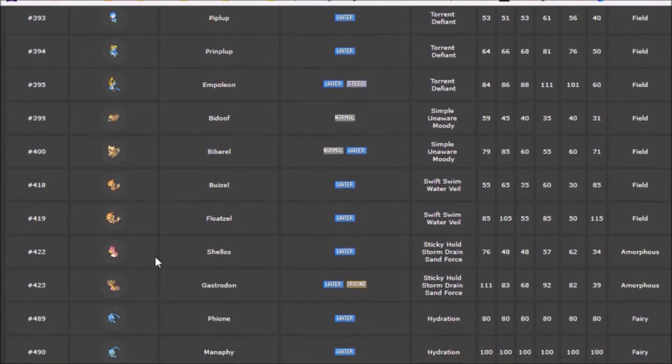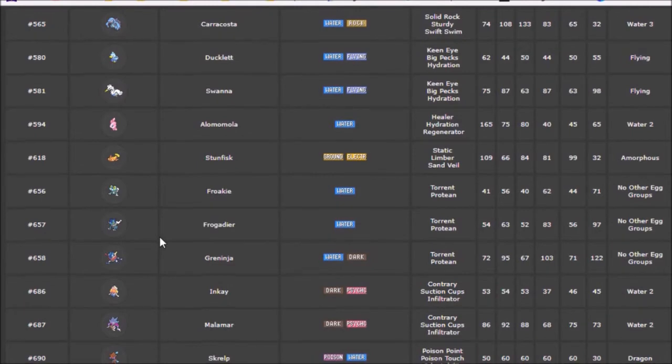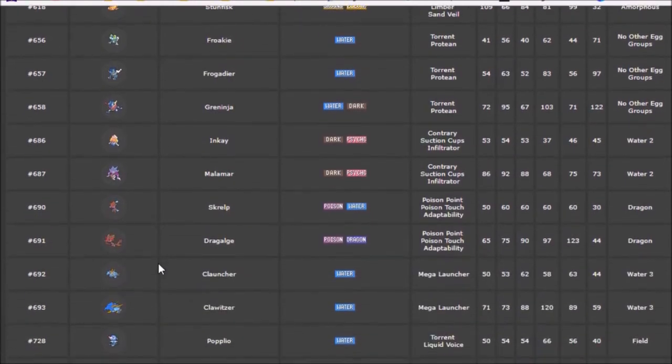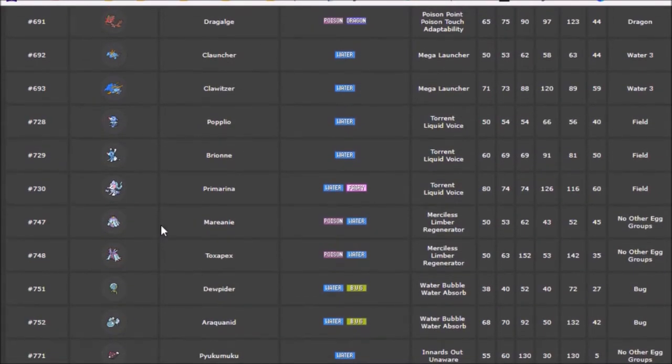Bidoof is not a water type. It evolves into one, though. Stunfisk is not a water type. Inkay and Malamar are not water types. Dragalge is no longer a water type, but evolves from one. And, well, those are just the Water 1 non-water types. The best that I can tell, Water 1, Water 2, and Water 3 are all Pokemon that can swim. The difference between the three groups is how much they swim, where they live, and their body shape.